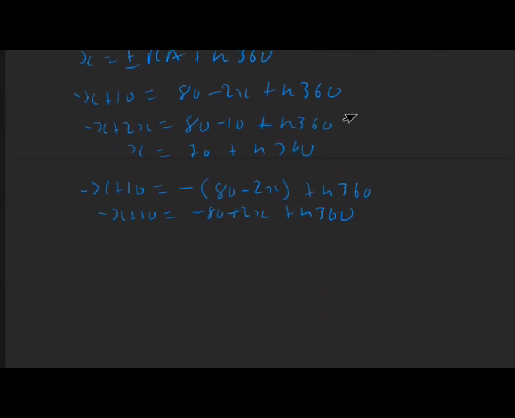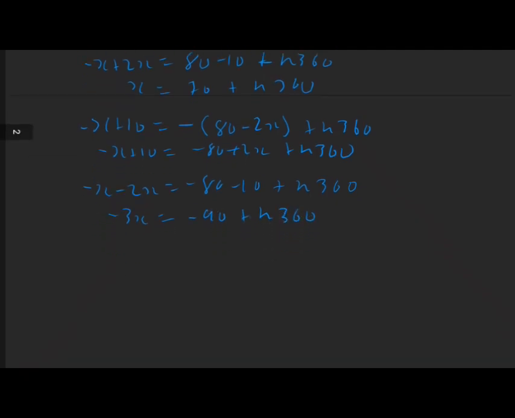Of course we have to put k as an element of the integers, or else you lose marks. So now we take this, so it's going to be minus x minus 2x is equal to minus 80 minus 10 plus k 360, and then this is going to be minus 3x is equal to minus 80 minus 10, which is minus 90. So we have something that is easy to divide by 3. We can put negative, there's no problem there, but I'm just choosing to leave it as positive. The sign does not matter.